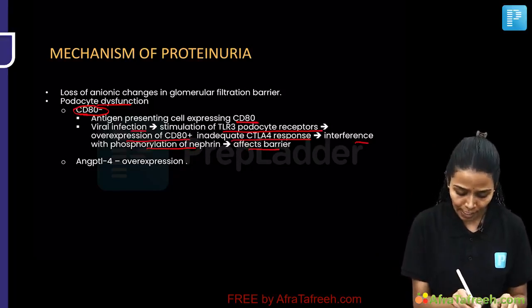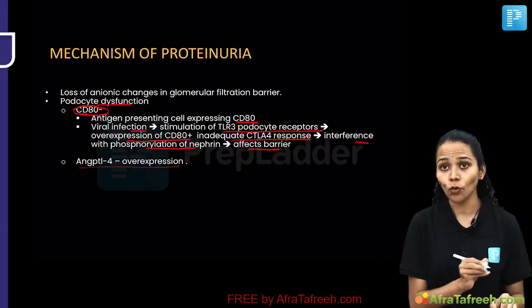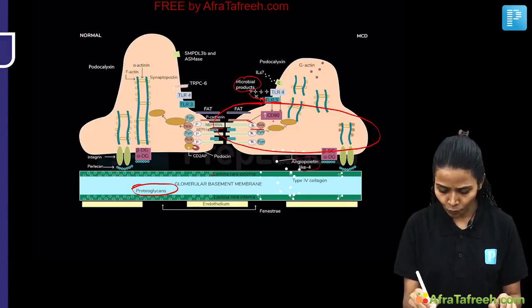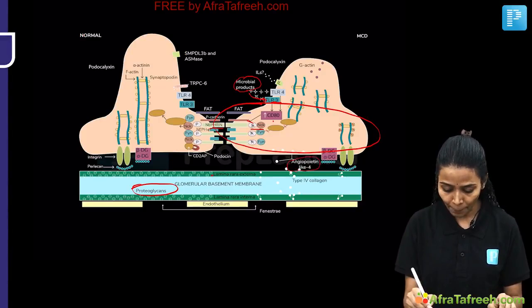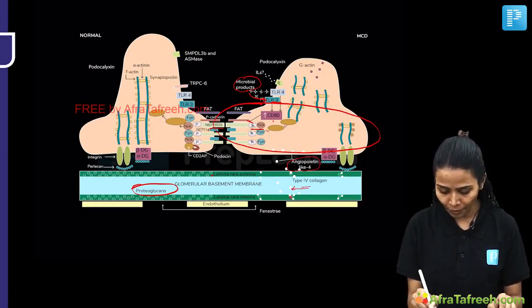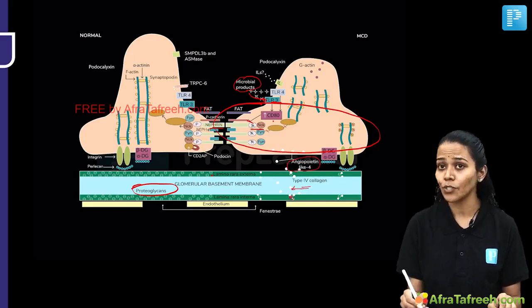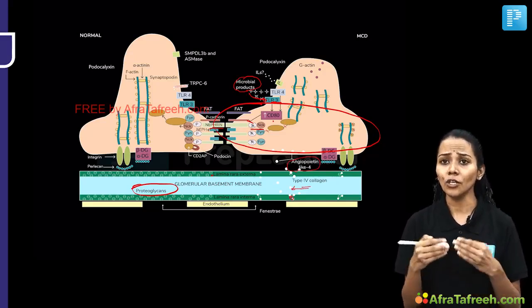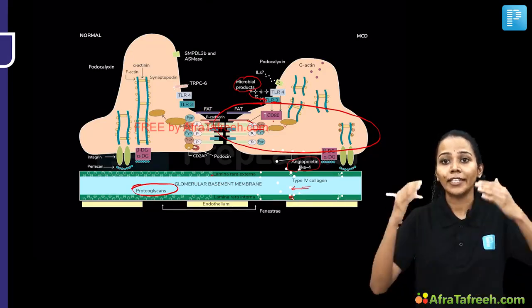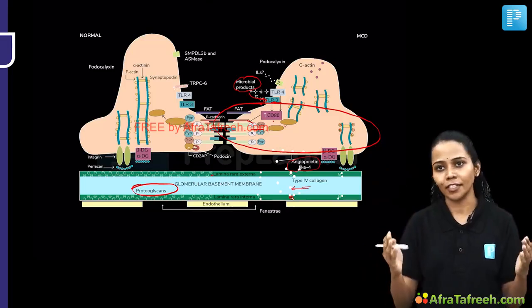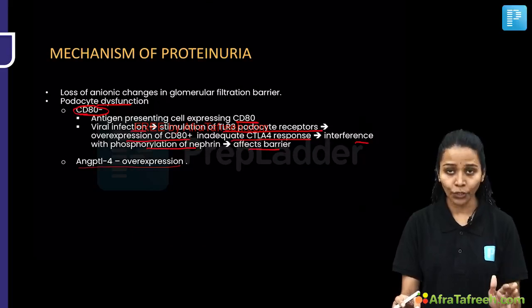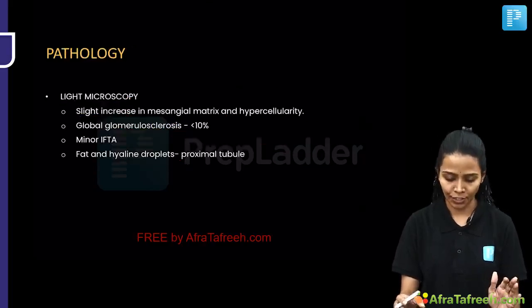The second is that angiopoietin-like 4 overexpression is there. What happens is here you can see angiopoietin-like 4 molecule which is coming into the glomerular basement membrane, and it is going and binding to the heparin sulfate proteoglycans, which causes the negative charge, and hence it is causing loss of this negative charge. So the negatively charged proteins are easily filtered across the glomerular basement membrane. So this is how proteinuria happens in this condition.